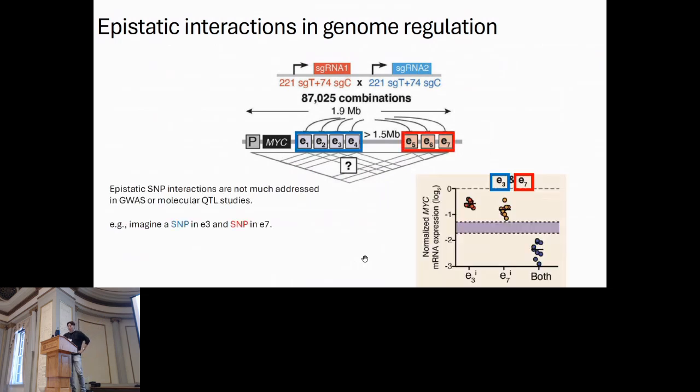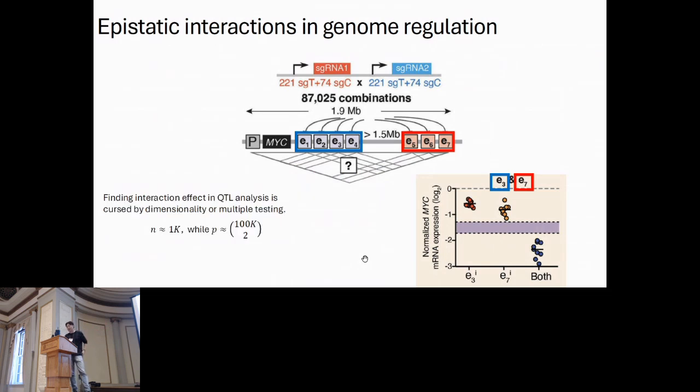What this brought us to is that SNP-SNP interactions are not much addressed in GWAS or eQTL studies, even as the sample sizes are growing these days. If we imagine a SNP in E3 and another SNP in E7, then there should be some SNP interaction effect in controlling the gene expression level, and we thought that is not really addressed. Maybe the reason is that finding interaction effects in eQTL analysis is cursed by dimensionality and multiple testing issues. We cannot really consider all the combinations that large with that sample size.